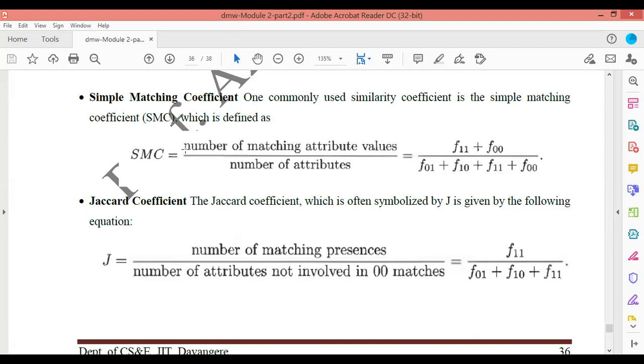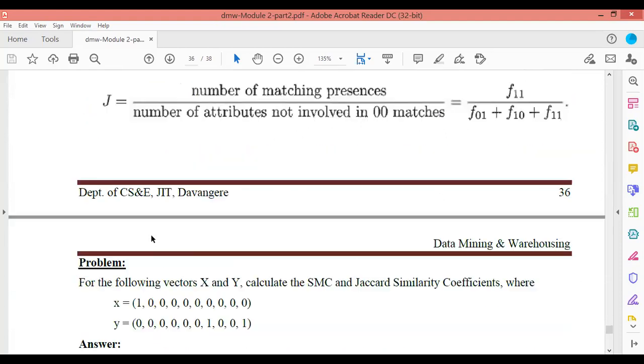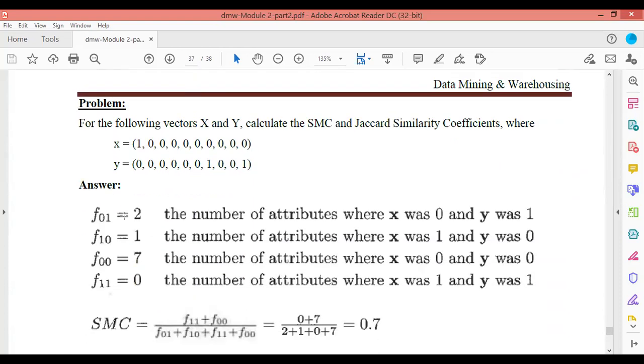So these are the equations we need to use to calculate the simple matching coefficient and the Jaccard coefficient. I had explained this problem in the last class. We have got the two vectors here, X and Y. We need to find the simple matching coefficient and the Jaccard coefficient in order to check the similarity of these two vectors. They are given the attribute values.